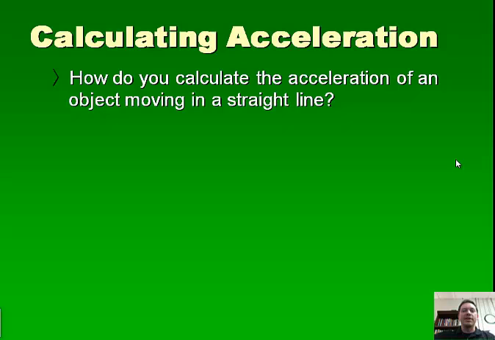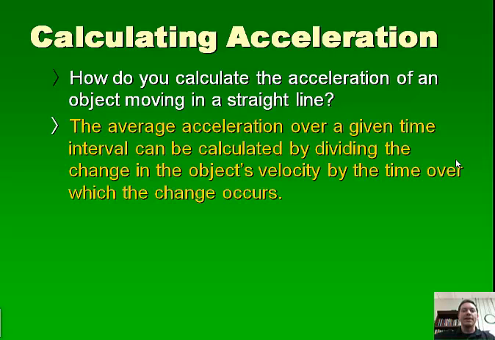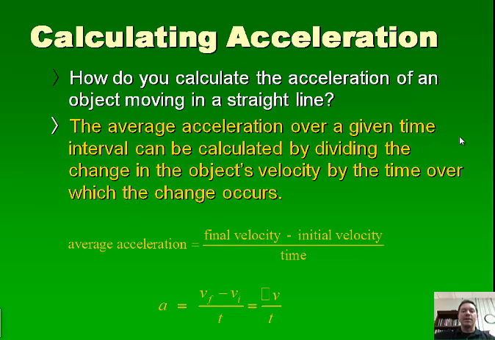So how can we calculate the acceleration of an object moving in a straight line? The average acceleration over a given time interval can be calculated by dividing the change in the object's velocity by the time over which the change occurs. So not only does it sound complicated in words, it looks a little complicated in formula form as well. So our acceleration here is just a change in velocity. So we take our final velocity minus the velocity we're initially going, and we divide it by time.